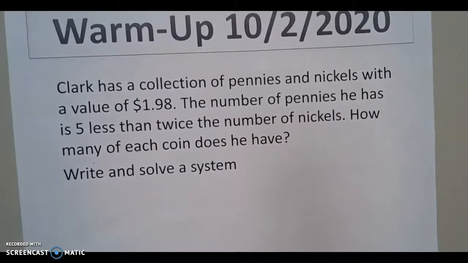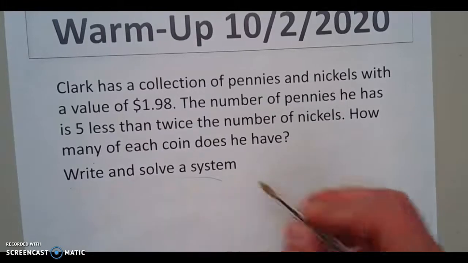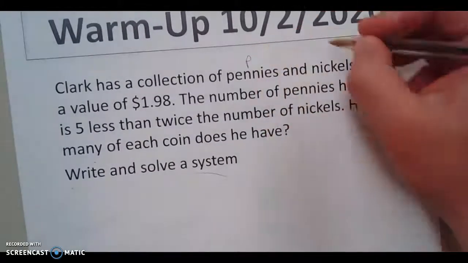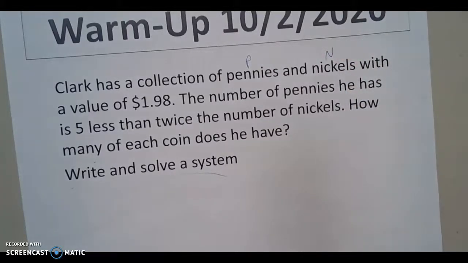So this is a problem that you could figure out on your own by just kind of like guess and check, or you could eventually come up with the answer. But that's not the goal here. The goal is to write and solve a system. So we have two variables here, which are pretty clear, pennies and nickels. So those two things we're trying to figure out how many of each they have.